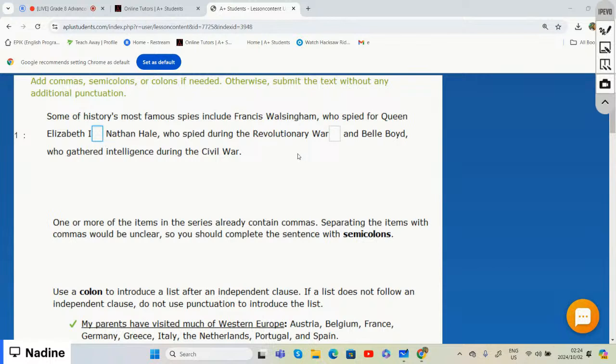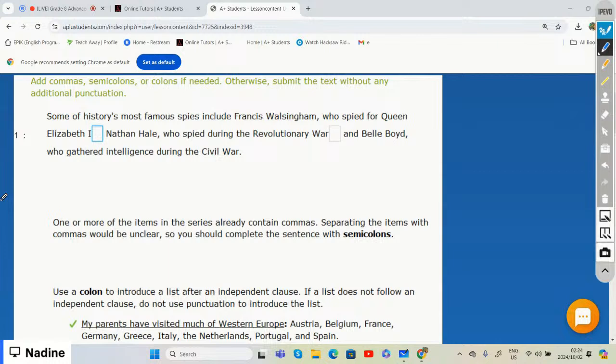Here we need to add two punctuation marks. Are we going to add a comma? Are we going to add a semicolon? Or are we going to add colons? What are we going to add? Are we going to add commas? Are we going to add semicolons? Or are we going to add colons over there?